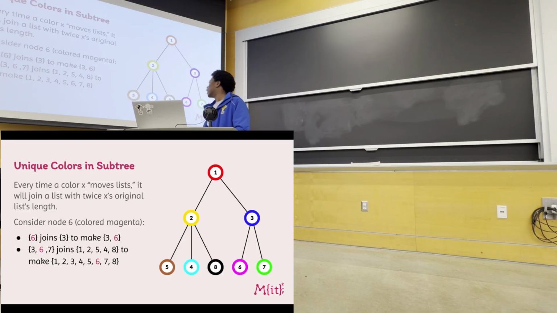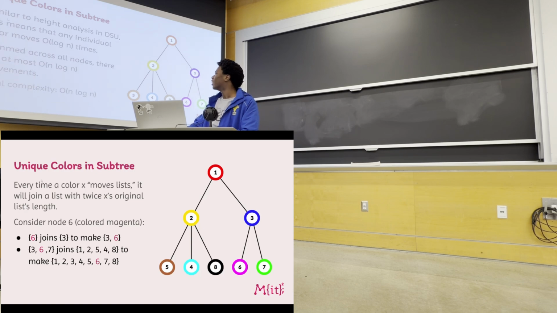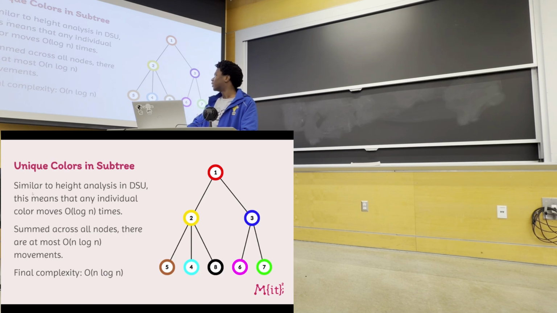In this case, the color isn't every instance of red, but the assignment that the color has, like for 5, I would say. And since there are only n colors and each color has a logarithmic number of moves, that leads to O(n log n) runtime complexity.